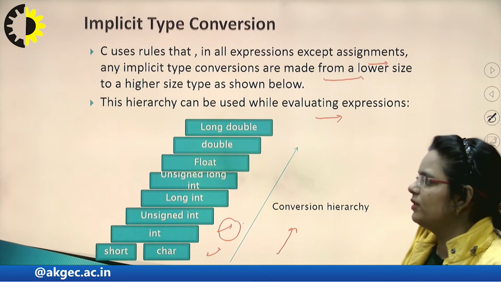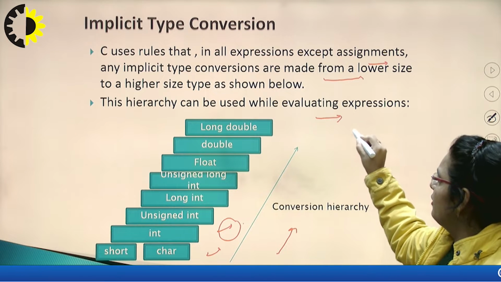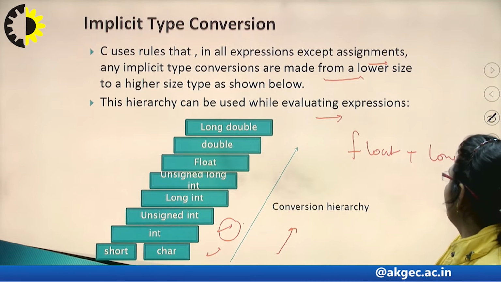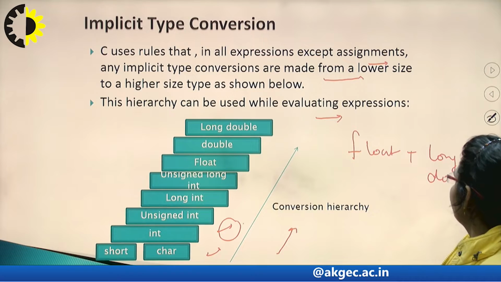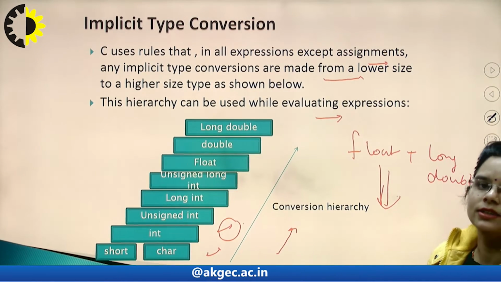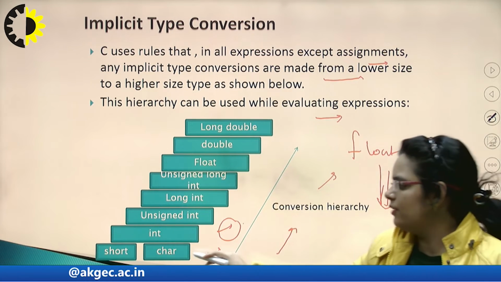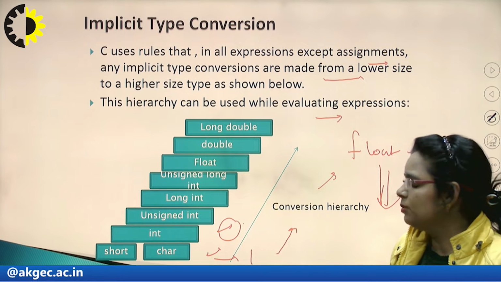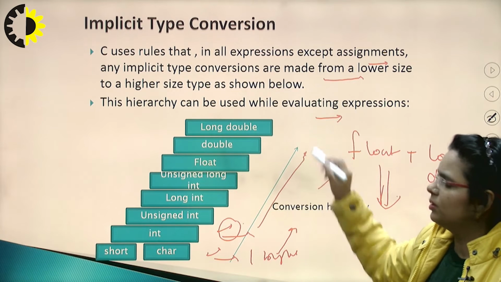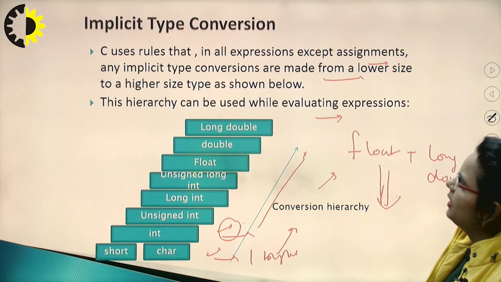If the expression includes one float value and another long double value, internally the float value will be converted into a long double value, and the resultant would be a long double value only. This is the hierarchy. First we have short and char, which as per the Turbo C compiler are 1 byte, integer is 2 bytes, and similarly long double is 8 bytes. So this is our hierarchy.